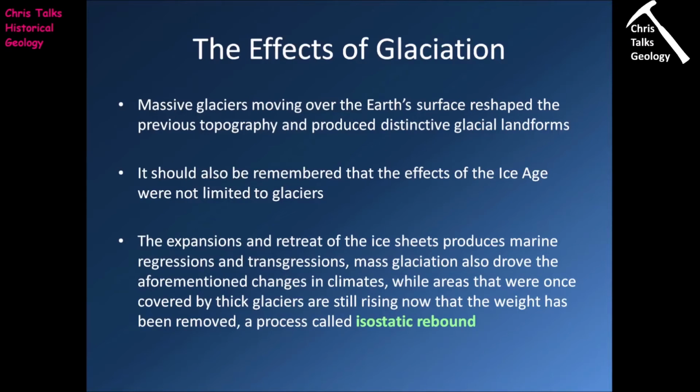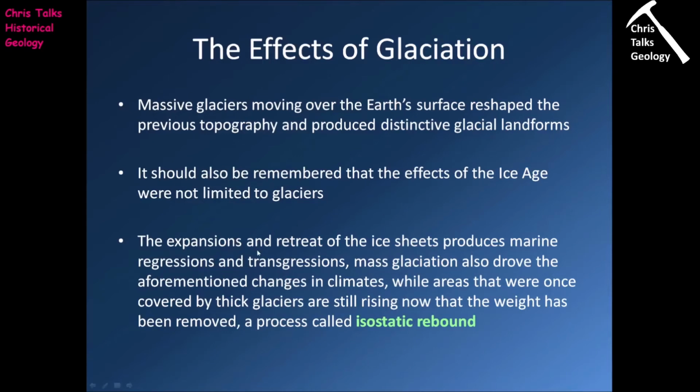Now, it should also be remembered that the effects of the Ice Age were not limited to glaciers. Obviously, we also have things such as large glacial lakes forming, which are a reflection of all this glacial ice. We also have the formation of large rivers associated with the melting of the glacial ice. But most of what we're going to talk about is a direct effect of the glacial process.